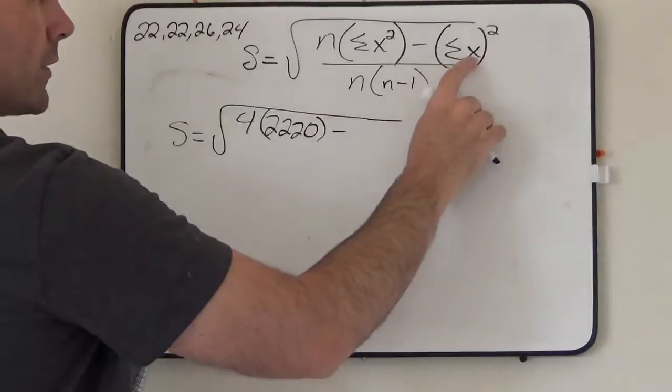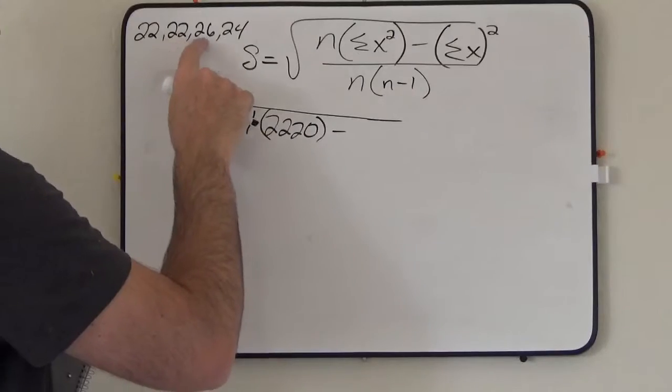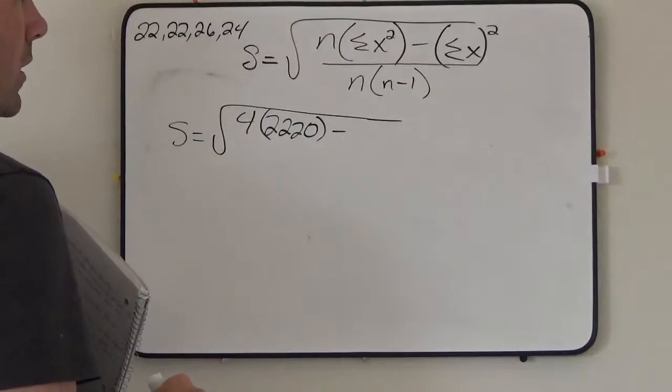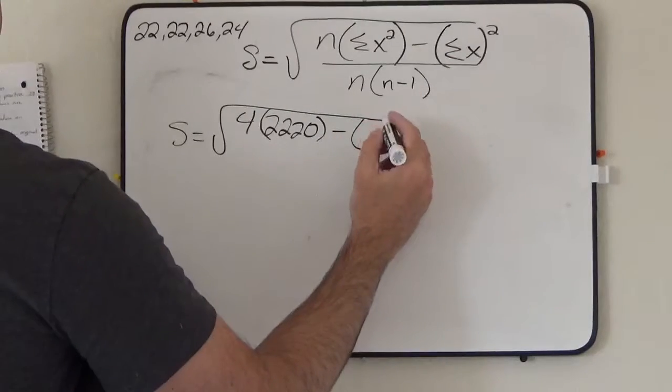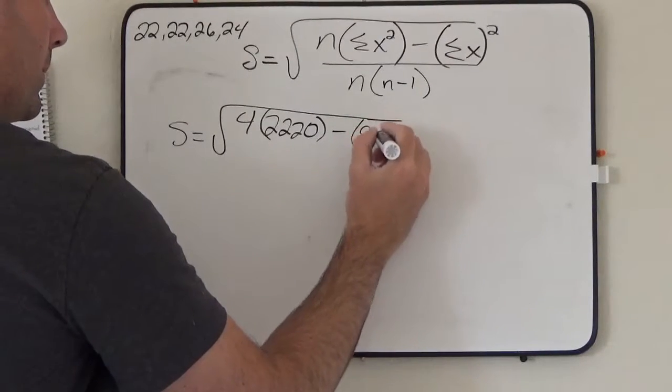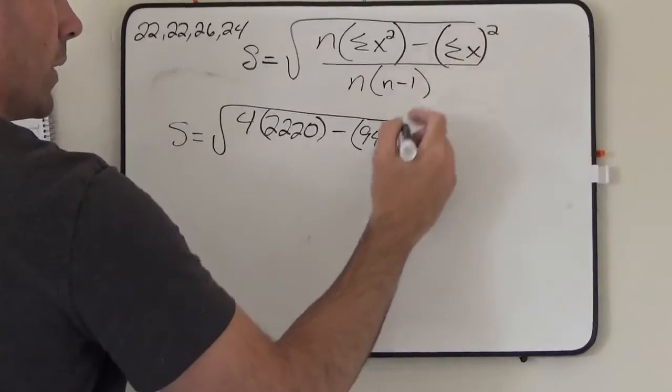Now we're going to take all the x values and add them together. So 22 plus 22 plus 26 plus 24, that's all the x values. We add them together, and that gives us 94. And we're going to be squaring that value.